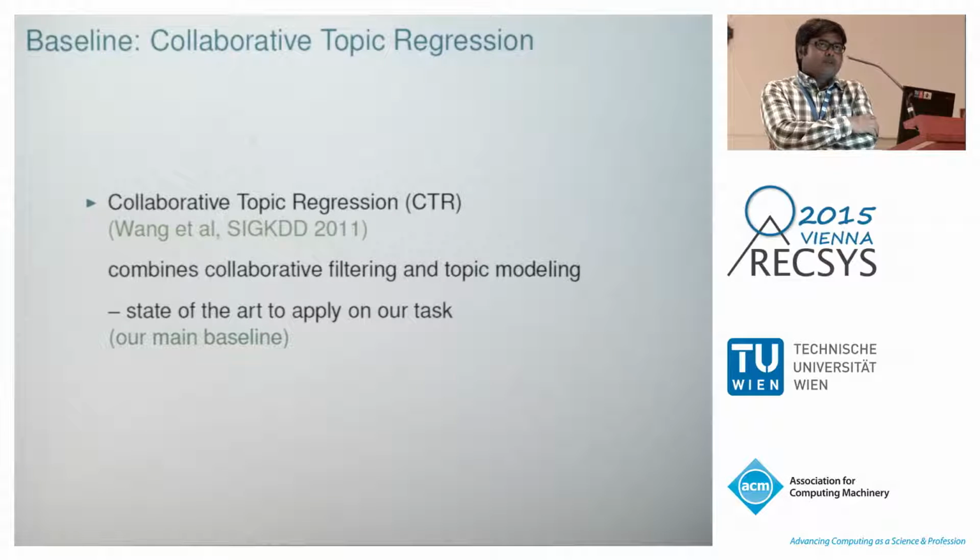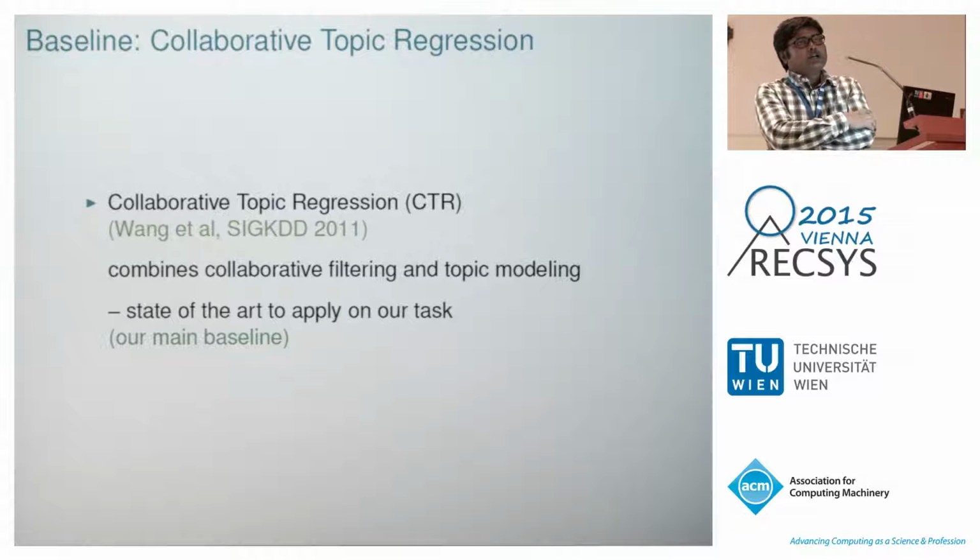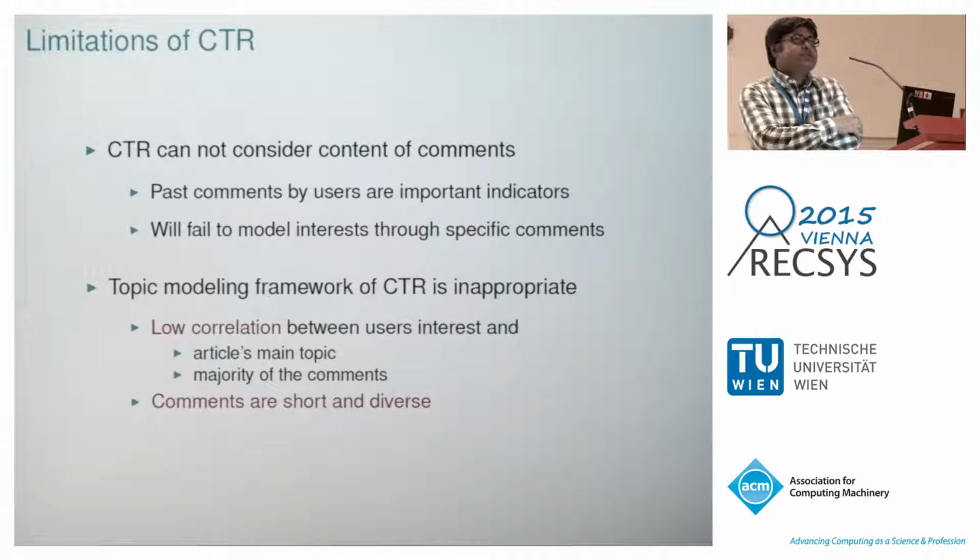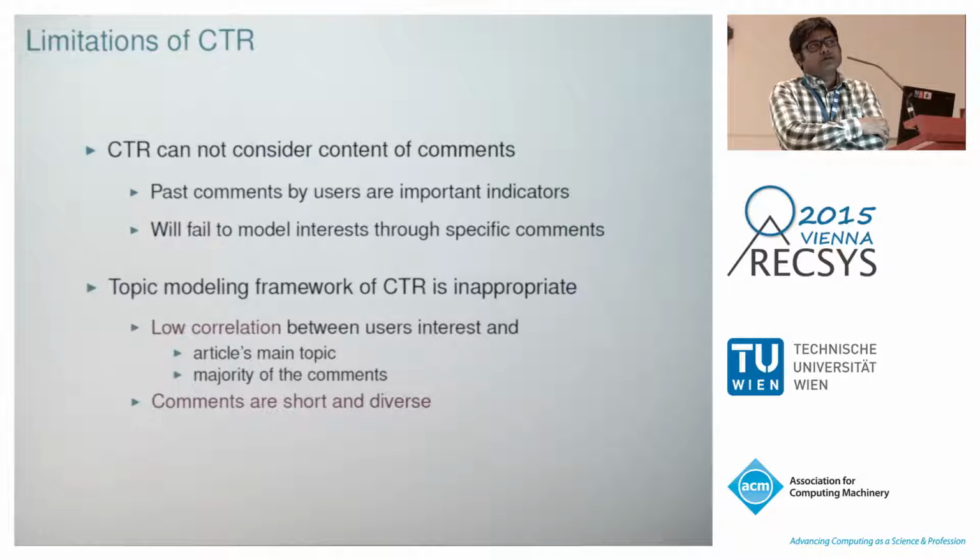This approach is based on topic modeling, and topic modeling is a probabilistic model which can model the textual contents of articles. But the limitation of this work is that it does not consider the comments. The architecture of the model is such that it's not trivial to extend the model for the comments. And that fails to model the specific interests of the users, for example if a user is interested in some comments of some other users, or his comment is about a specific part of an article. These things cannot be modeled.